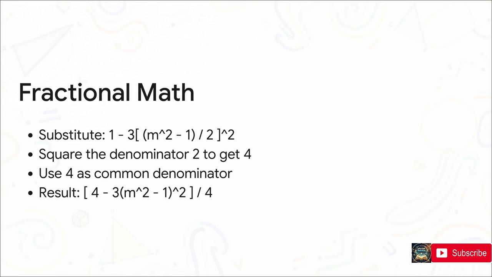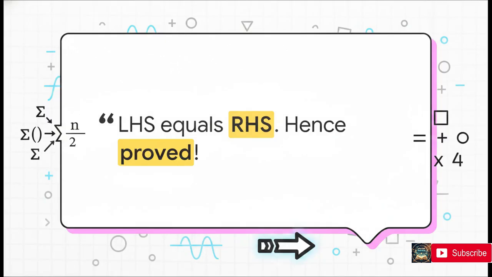To combine this into one neat fraction, we just take 4 as our common denominator. So that leading 1 basically becomes a 4 over 4. Putting it all together, we get exactly 4 minus 3 times (m squared minus 1) whole squared, all divided by 4. And this brilliantly illustrates that we have arrived exactly at our right-hand side. We completely conquered the problem. LHS equals RHS, hence proved. We stood strong, broke it down into simple, bite-sized pieces, and just got the job done.